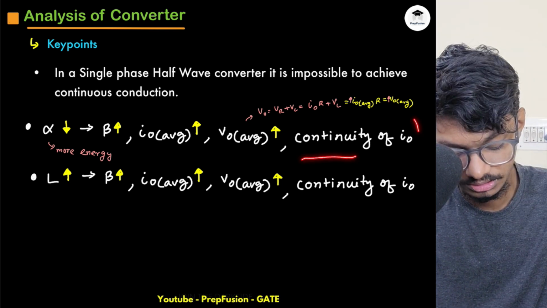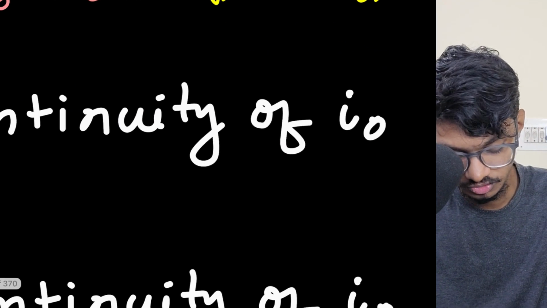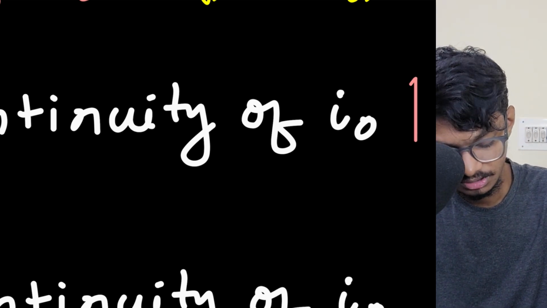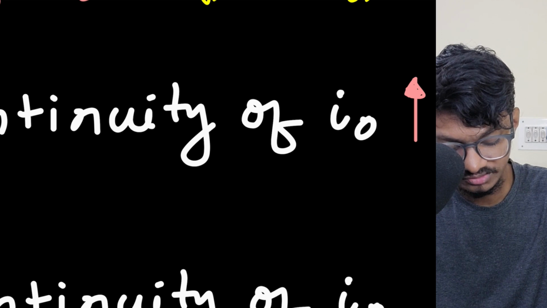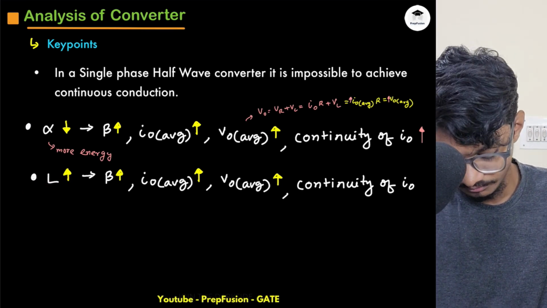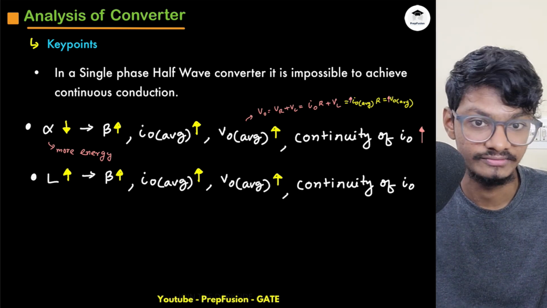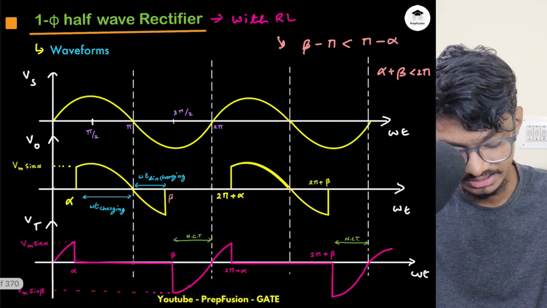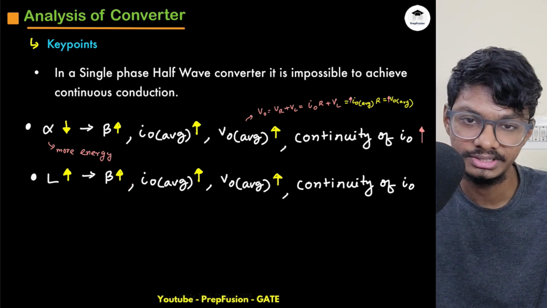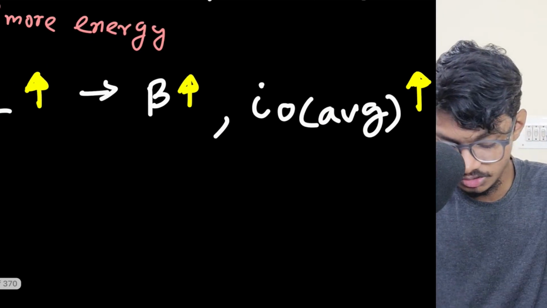Next, continuity of IO will also increase. I'm just dividing it by case; this can be asked in MSQs as well. Next, if the inductance is increased, what does that mean? That means my beta will be increased. Why? Because the inductor can store more energy.